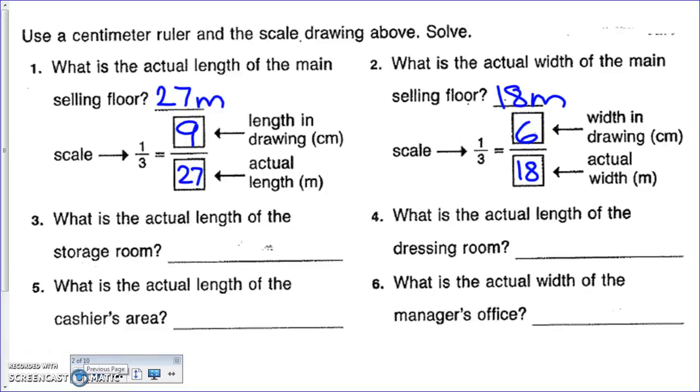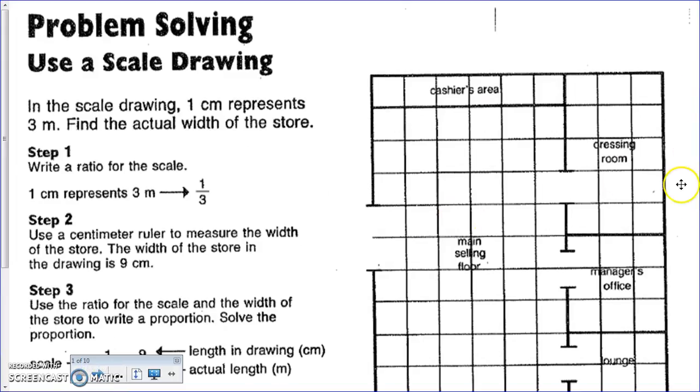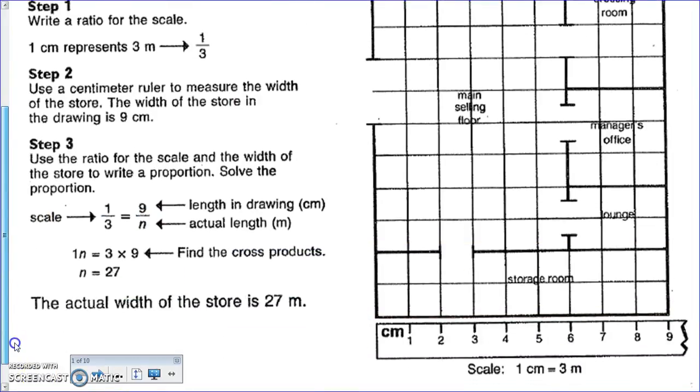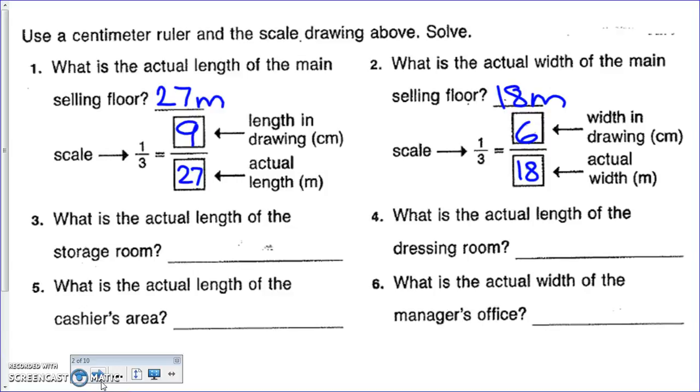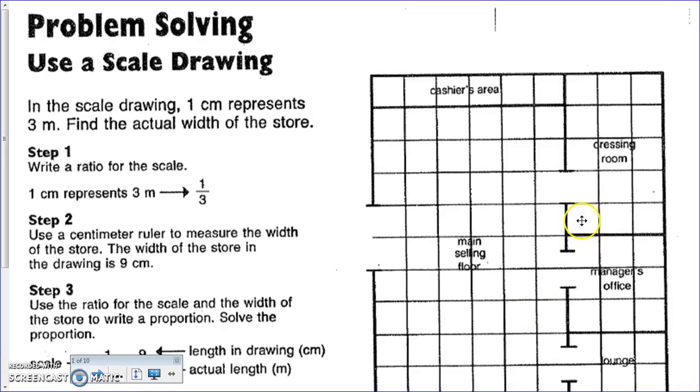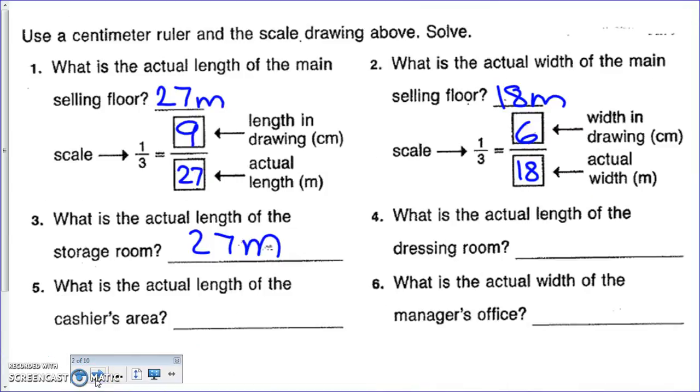For 3, what is the actual length of the storage room? So we go here and we look at our picture, and we find our storage room, and we want the length. So we want the long side here, and again we count, it's 9 centimeters. So we know the actual length, we multiply that by 3, gets us 27 meters. For 4, what is the actual length of the dressing room? So if we look here, we can count 1, 2, 3, 4 centimeters here. We know we multiply that by 3 to get 12 meters for the actual length of the dressing room.